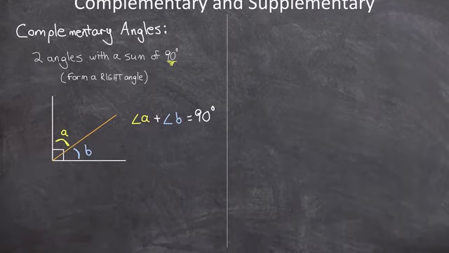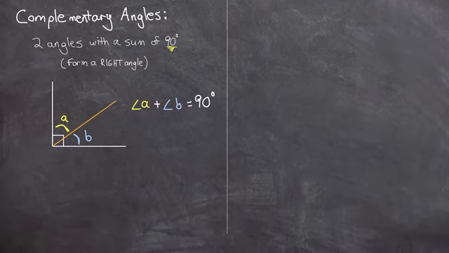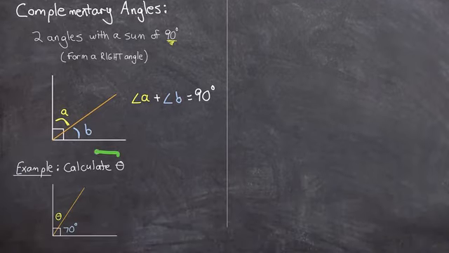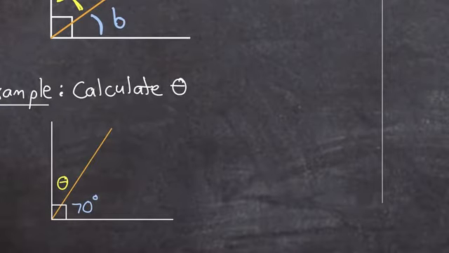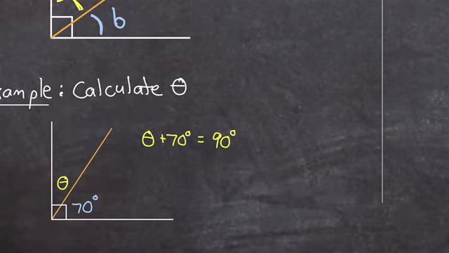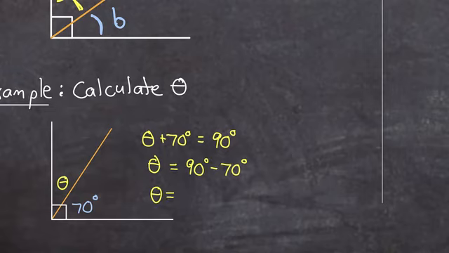So let's do a quick example with complementary angles. In this example, it says to calculate angle theta. If I zoom in on this diagram, we can see that the 70-degree angle and angle theta are complementary because together they combine to make a 90-degree angle. So I could say that theta plus 70 equals 90 degrees. So to calculate theta, I just have to find the difference between 90 and 70, which is 20 degrees.